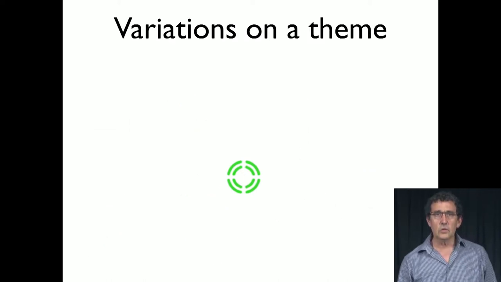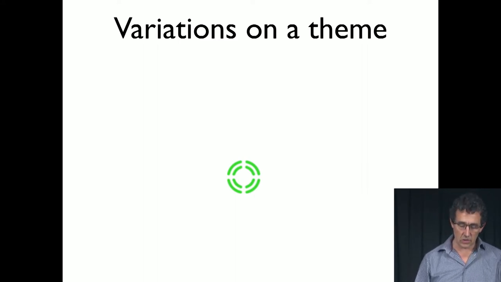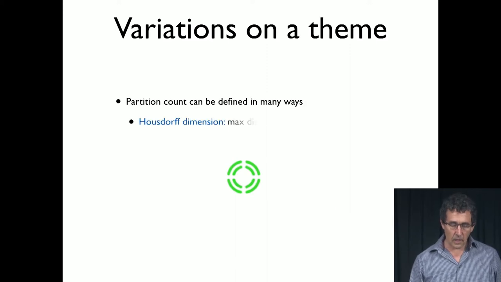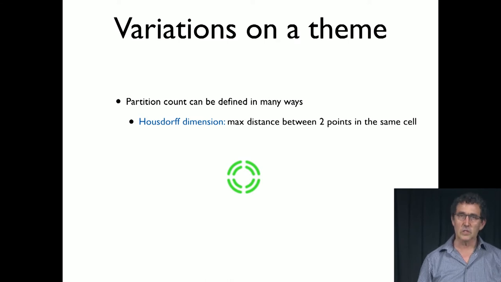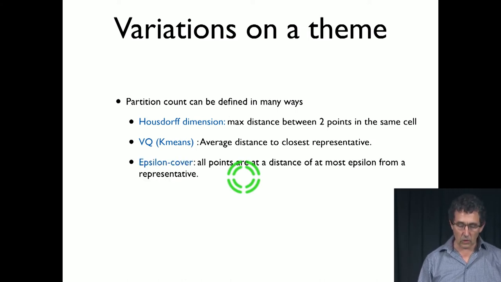So to see again that these things actually happen in nature, we're going to use a variety of measures. We talked already about the max diameter and the k-means distance. And we can define things in various ways. So you can say Hausdorff dimension, which is essentially the first thing we used. The VQ dimension, which is what we called k-means. If you remember the video on k-means, we talked about k-means being used for vector quantization. Then we can talk about epsilon covers.